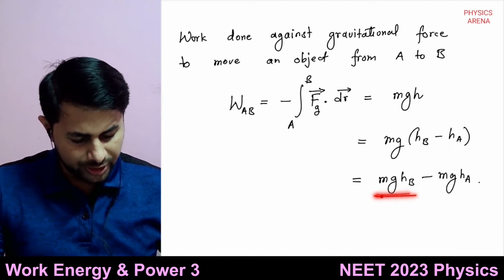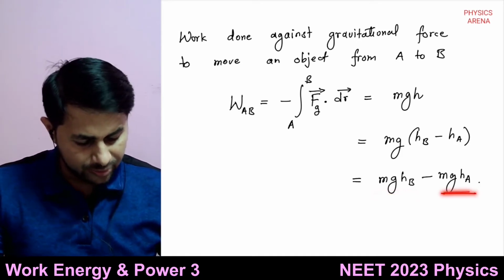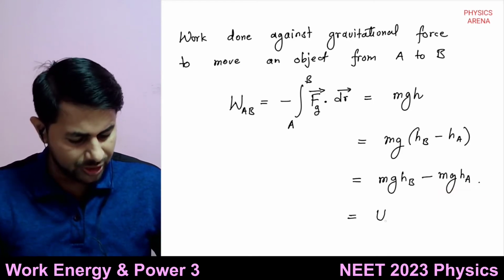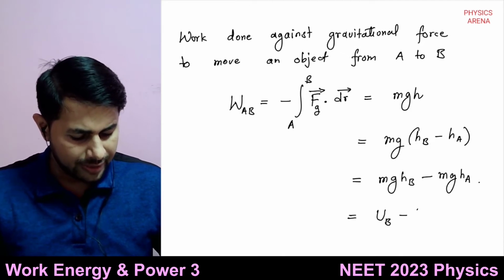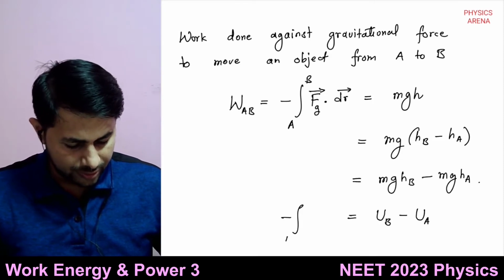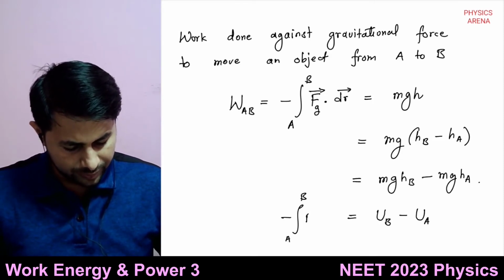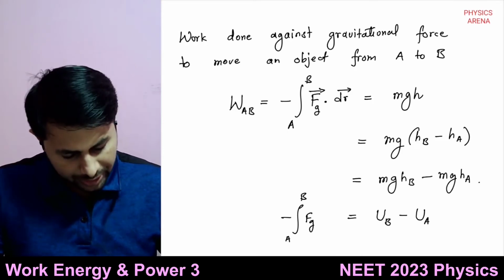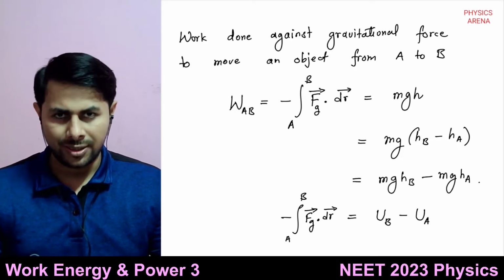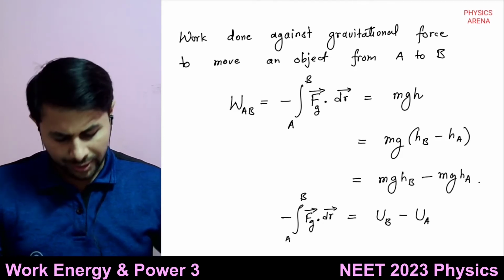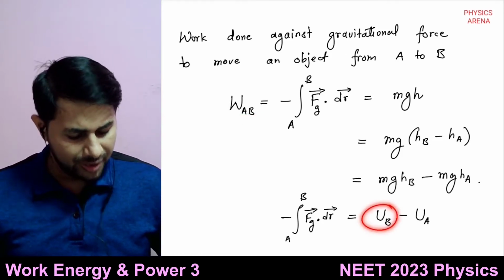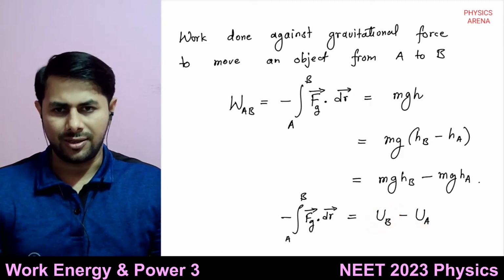So this is known as potential energy at the final point, and this is known as potential energy at the initial point. So this is gravitational potential energy at B minus gravitational potential energy at A. So the integral from A to B, work done against the gravitational force, gets stored as what? Gravitational potential energy of the object. So work done to move it from A to B is equal to what? Potential energy at B minus potential energy at A.